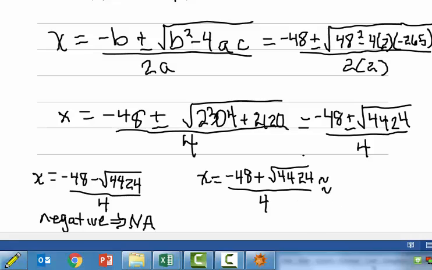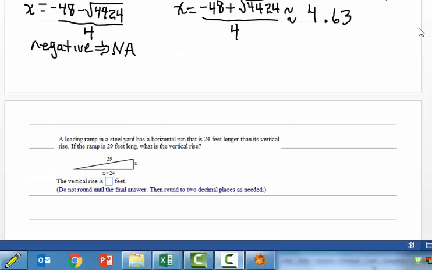And putting these values into the calculator and rounding the result to 2 decimal places, I get 4.63. So the vertical rise then is 4.63 feet.